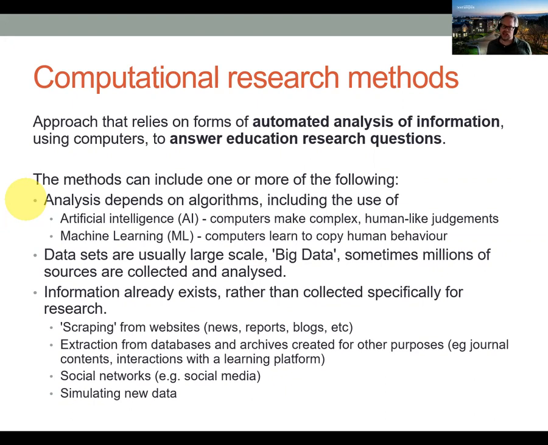And often these data already exist. They are not always collected specifically for research purposes. So, for example, they can be scraped from websites like blogs. A PhD student I supervised, she finished now, looked at the blogosphere and what was being blogged. They can be extractions from databases like journal contents and abstracts, social networks, and they can even be simulated data. So we're talking about big data and also about sources that often already exist.